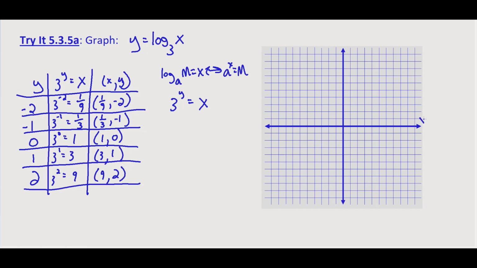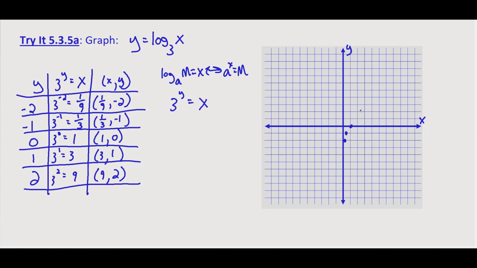So let's go ahead and plot those. We have our labels, x and y axes. Our first point is 1/9, -2. We'll estimate this is 1/9 right here. We'll go down to -2, put a point right here. The next point is 1/3, -1. Next point is 1, 0.